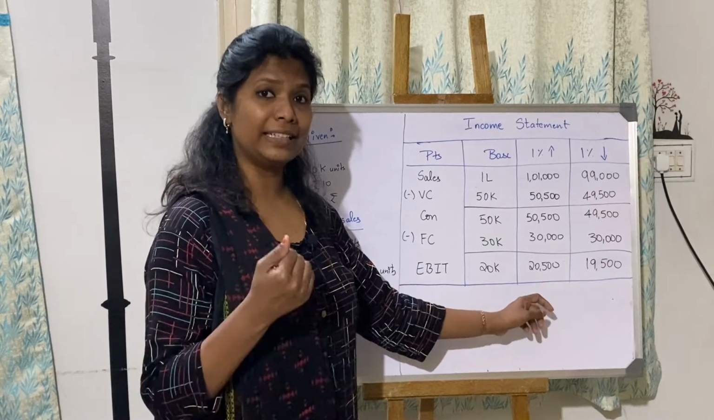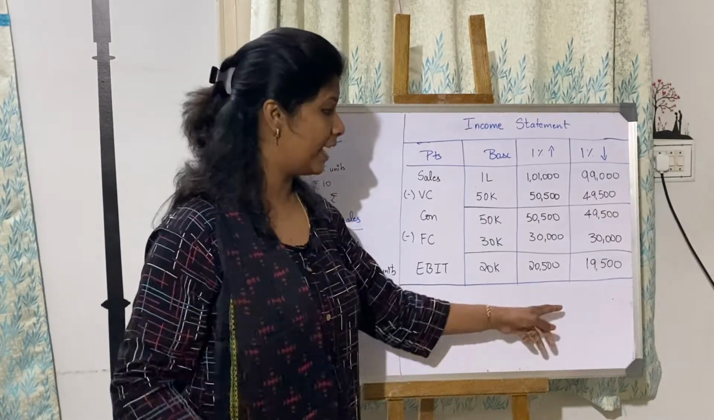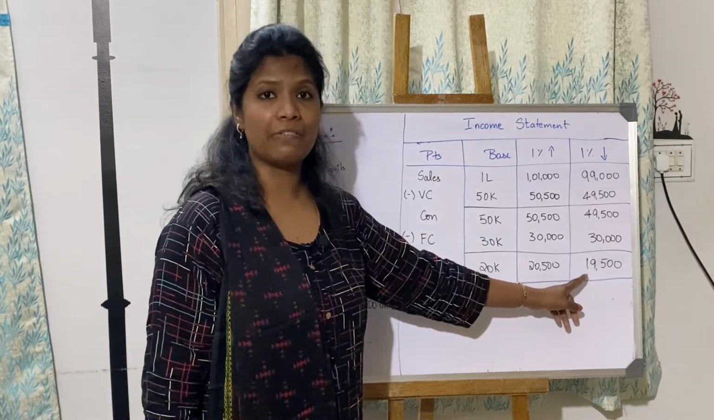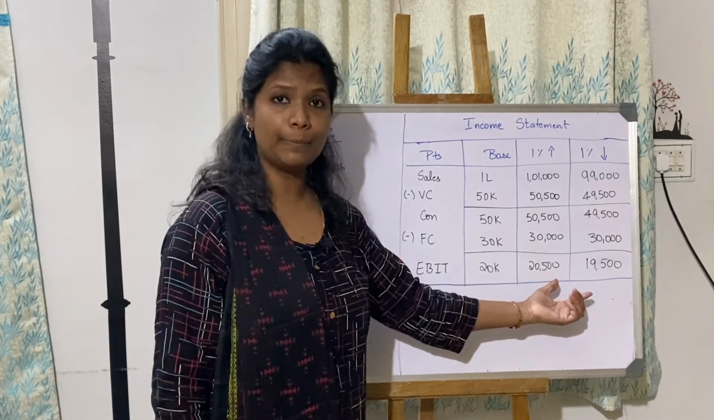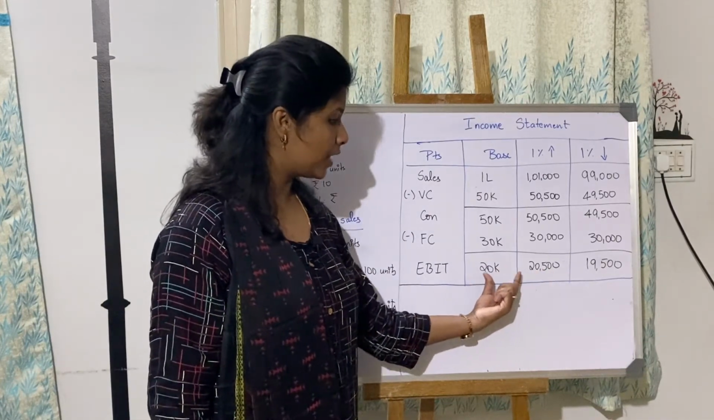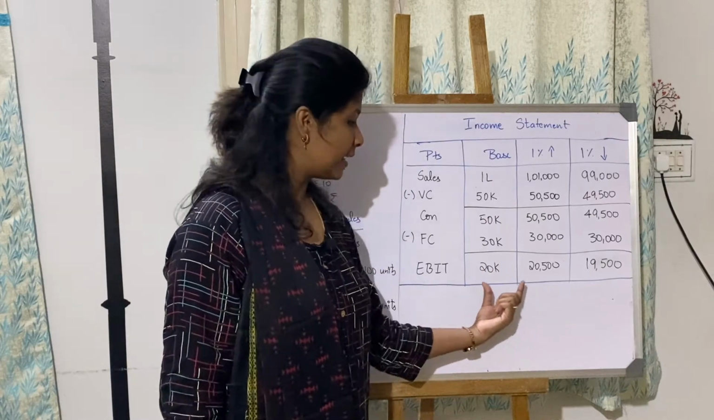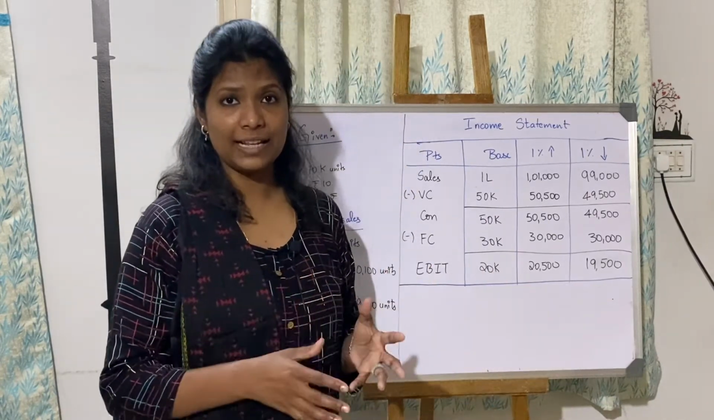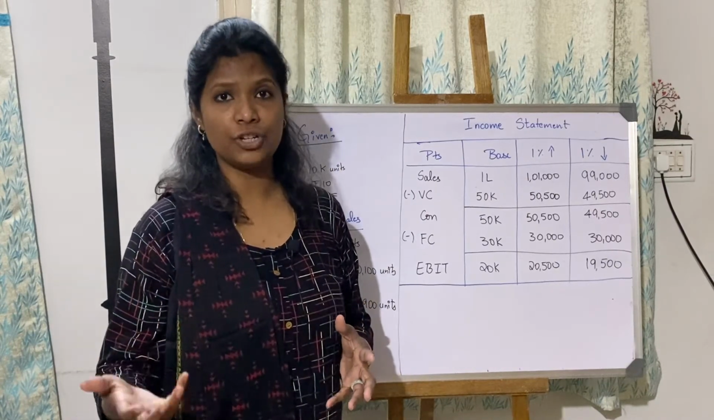As my sales are decreasing by 1%, it is also decreased by 500. On what am I comparing? On the base unit. Compared to 20,000, this is 500 more. Again, compared to 20,000, this is 500 less. So depending on the sales, my earnings will have a larger impact.